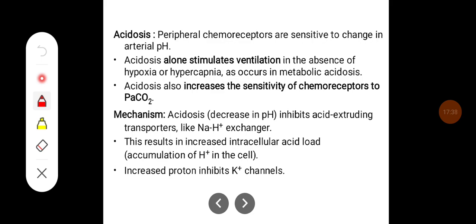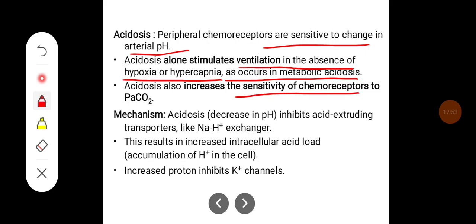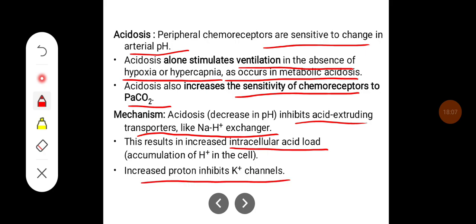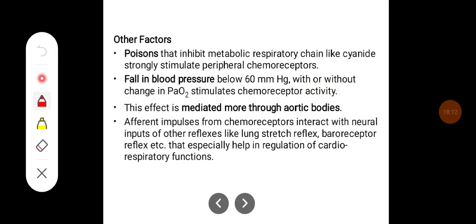The peripheral chemoreceptors are sensitive to change in the arterial pH. Acidosis alone stimulates ventilation in the absence of hypoxia or hypercapnia, as occurs in metabolic acidosis. Acidosis also increases the sensitivity of chemoreceptors to PaCO2. Acidosis inhibits acid-extruding transporters like the sodium-proton exchanger. This results in increased intracellular proton load, and that increased proton is going to inhibit the potassium channels.